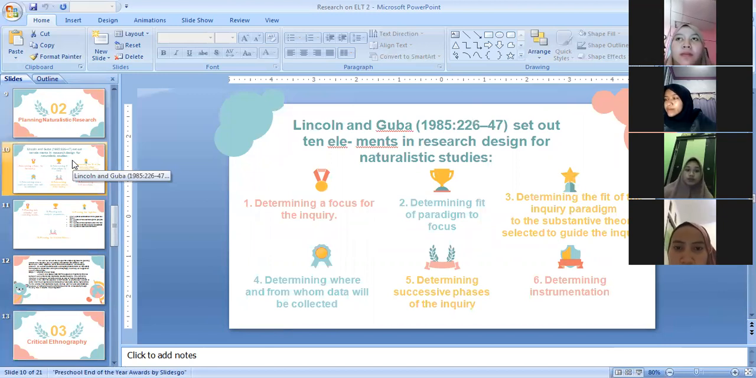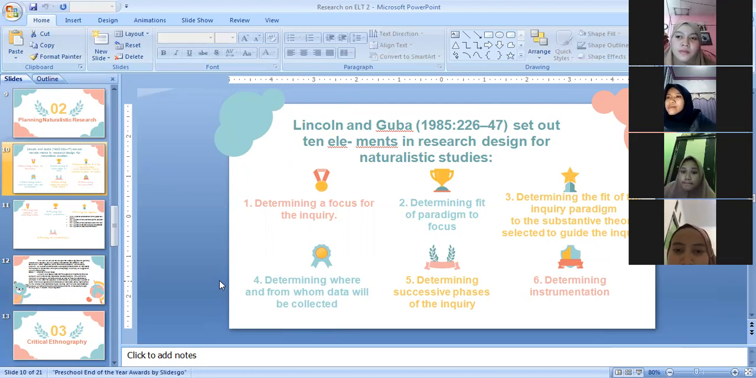Lincoln and Guba set out 10 elements in research design for naturalistic studies. One, determining a focus of the inquiry. Two, determining fit of paradigm to focus. Three, determining the fit of the inquiry paradigm to the substantive theory set to guide the inquiry. Four, determining where and from whom data will be collected.